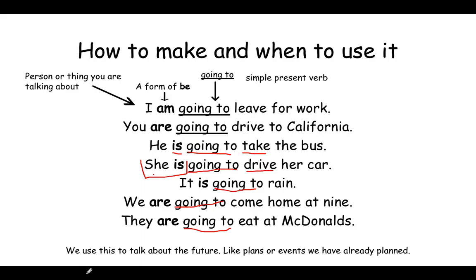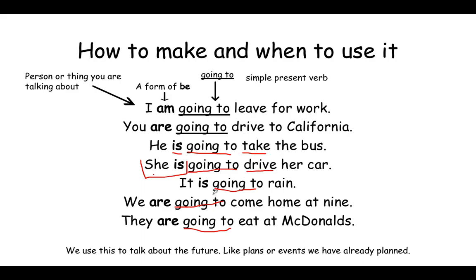So we learned that we use this to talk about the future, like plans or events we have already planned. We talk about things that aren't happening in the past, not happening right now, but things that will happen after right now. So maybe tomorrow, maybe in 2 hours, maybe in a year. We can use it to talk about any of those.